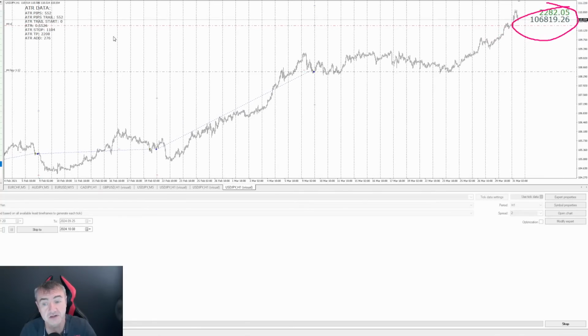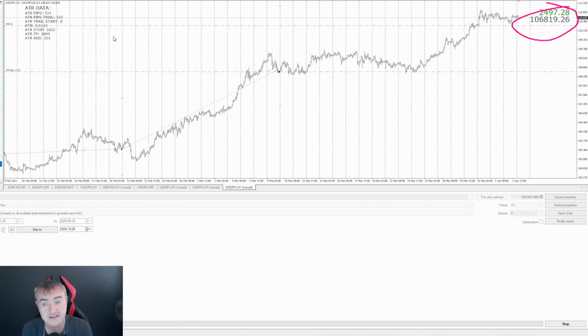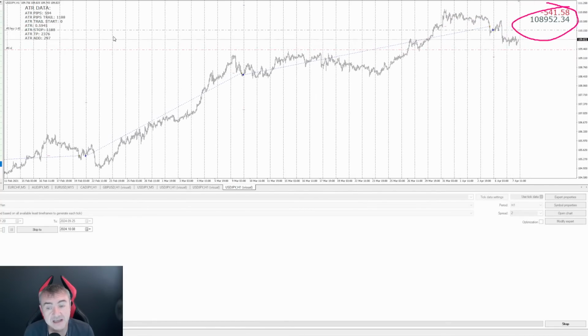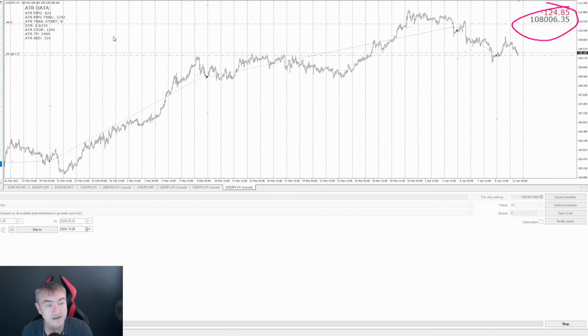It basically always goes with the trend. It's an always in strategy. So as soon as it exits, it gets in. And it will stay long until it makes a loss. And then it flips short.